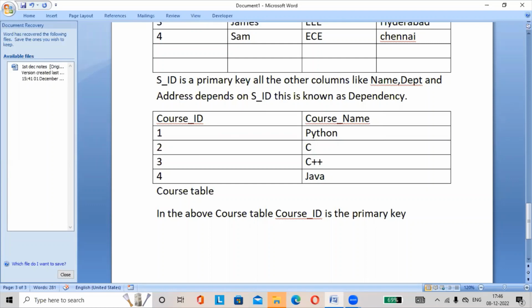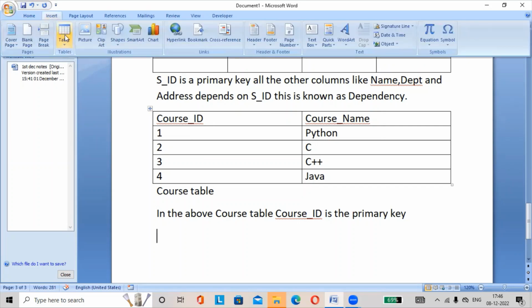Suppose during exams, another table will be required. If exams are conducted, we need to create one more table, that is the grade table, to store the marks of the student and the name of the faculty who taught that course. This is the course table, in which course ID is the primary key. We need to design one more table.